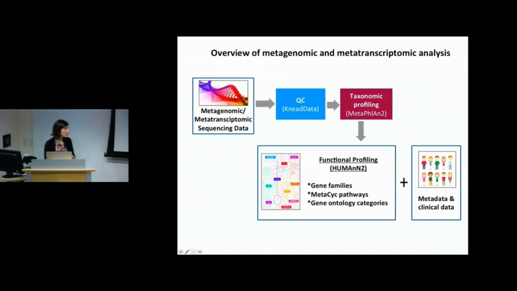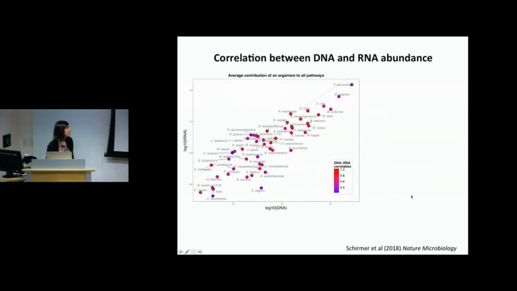We can also do functional profiling of all of the genes present. In this case, we used HUMAnN2, which is another program available through the Huttenhower lab. I'll give links to all of these later. But HUMAnN2 allows you to look at gene families that are present, MetaCyc pathways that are present, as well as GO categories. So you can start to look at the functions of the genes that are present in each sample. And then you can couple that with the metadata and clinical data that we have.